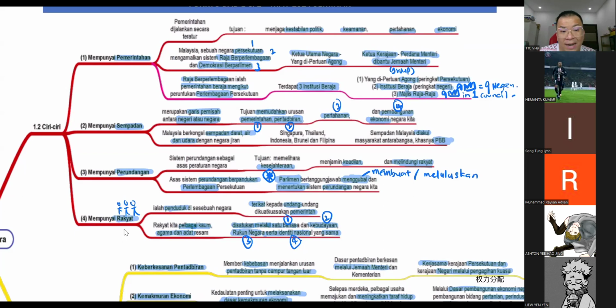Then further down, we have this rakyat. Rakyat is penduduk. Penduduk terikat undang-undang pemerintah. So we are expected to follow whatever law the government issues. Then after that, multiracial and multi-religion people will be united with satu bahasa, budaya, rukun negara, and identiti nasional. Important, important for the exam.